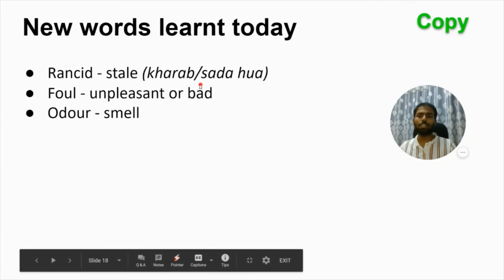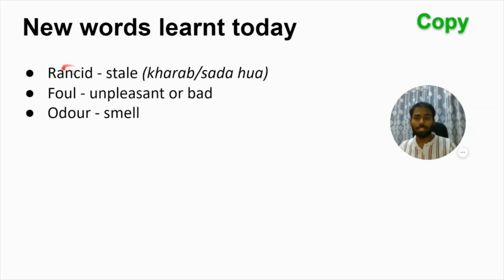So the new words we learned today are, first is rancid. Rancid यानी stale, यानी खराब हुआ, खराब या फिर सड़ा हुआ। Okay, foul यानी unpleasant या फिर bad, odor यानी smell. Okay, so foul odor यानी unpleasant smell.